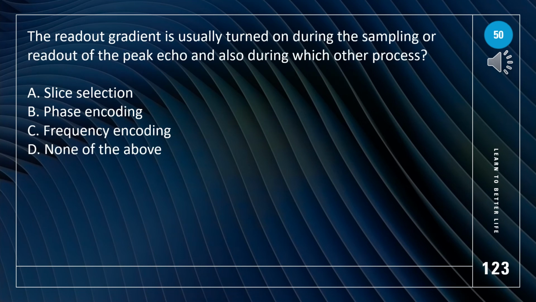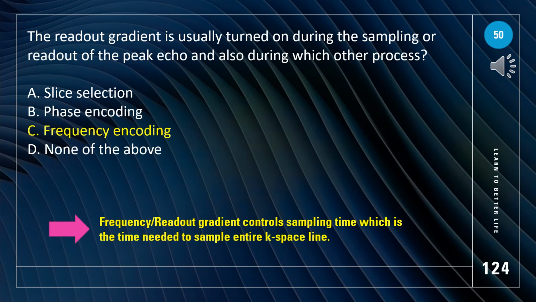The readout gradient is usually turned on during the sampling or readout of the peak echo, and also during which other process? A. Slice selection. B. Phase encoding. C. Frequency encoding. D. None of the above. The answer is C. Frequency encoding. The readout gradient controls sampling time, which is the time needed to sample the entire k-space baseline.